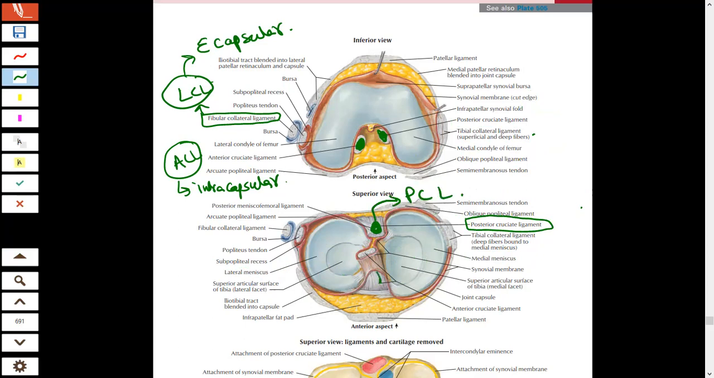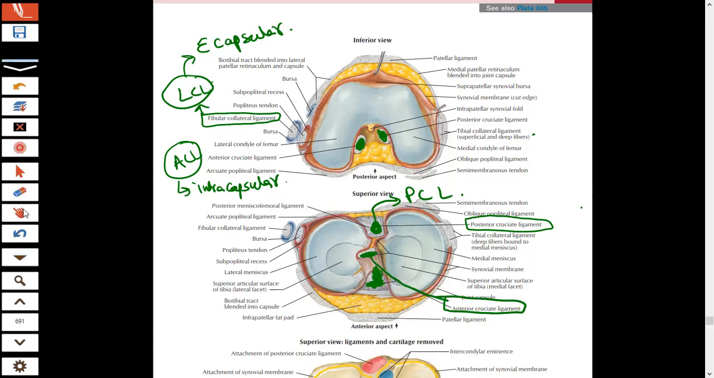This one is the most anterior structure. This is your anterior cruciate ligament. And now you must understand the menisci, which are your fibrocartilages. So fibrocartilages, see here.